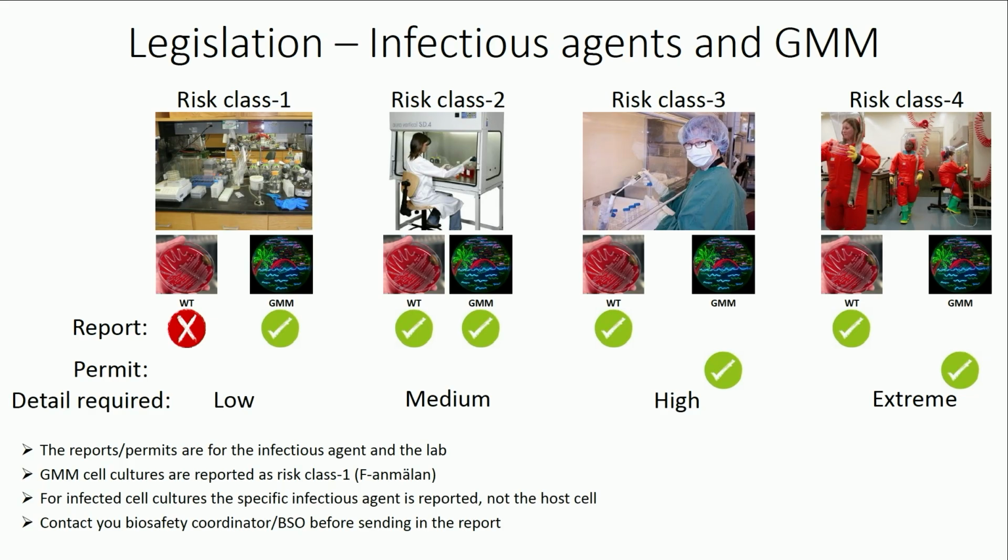However, if you made the yogurt fluorescent, if you added a GFP gene or something, then you would need to report it. Same for risk class 2, then you need to report both wild type and if it's genetically modified. For 3 and 4, if it's wild type, you need to report it. But if it is genetically modified, then you need a special permit. It's a little bit of a more difficult process. But contact your biosafety officer before you send in these reports, and they will help you with that.